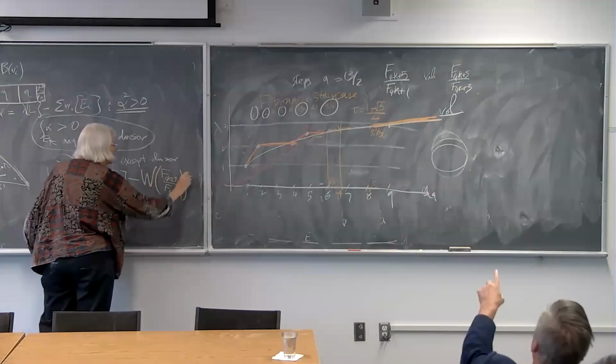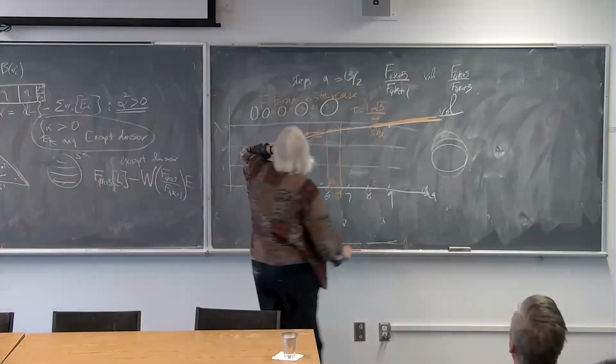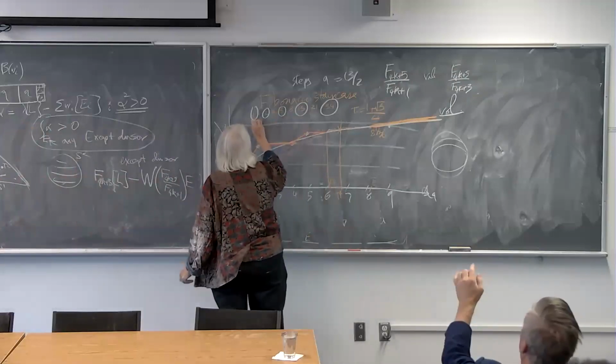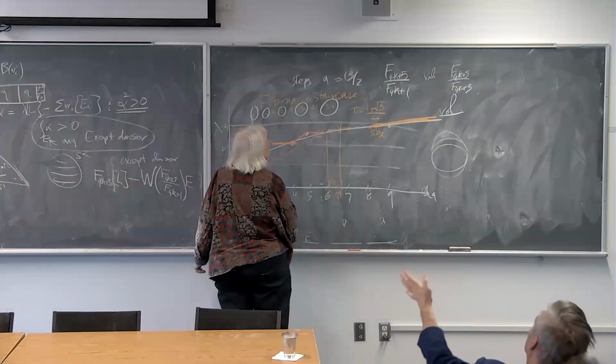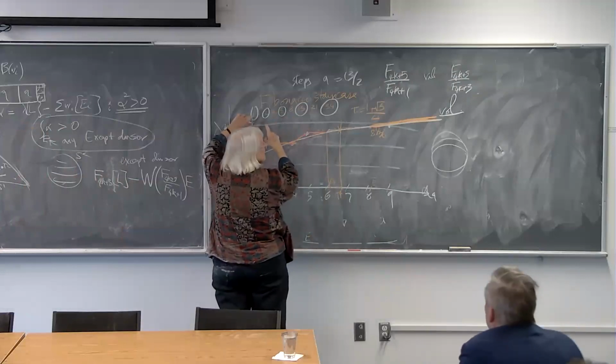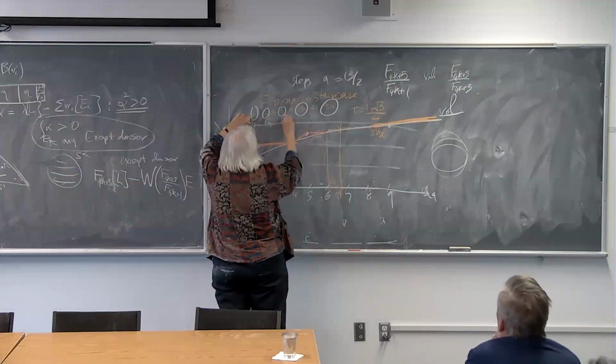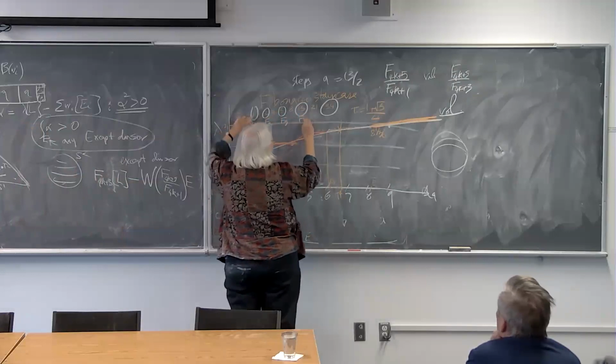I missed something. What is capital F of 4k plus 5? These are Fibonacci numbers. So F_{4k+5} is the (4k+5)th in the sequence. Okay, so this is F1, this is F3, this is F5, this is F7.